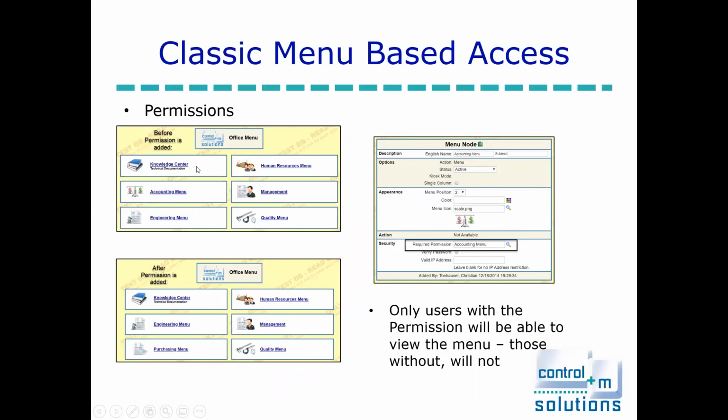As you see here on this office menu, we have an accounting menu node. Before we add a permission to this node, you can see that accounting menu is available for a user to click on. If we go within that node and we add a required permission, such as the accounting menu permission, and save it, only users who have that permission will be able to see that menu node. Now, if a user does not have that permission, as you'll see here, that menu has disappeared completely. So that's going to prevent that user without that permission from accessing any of your accounting information.